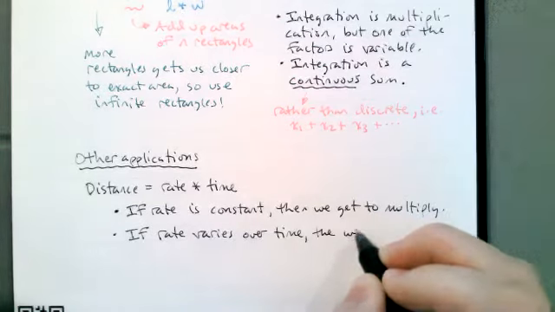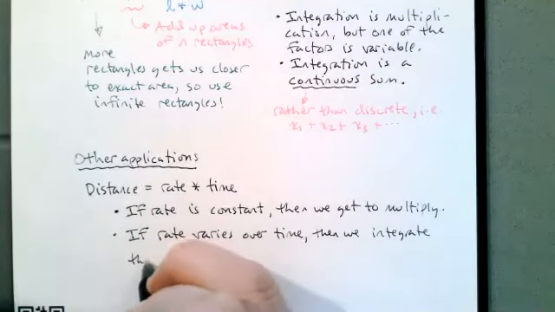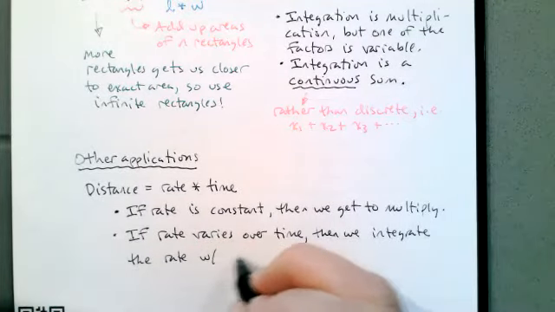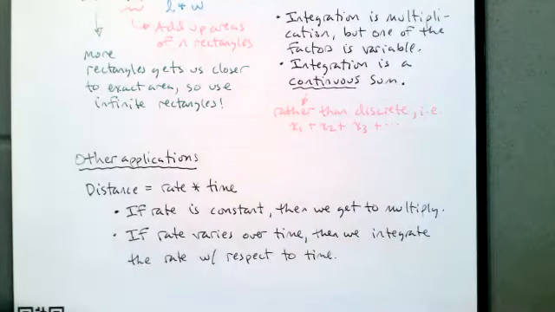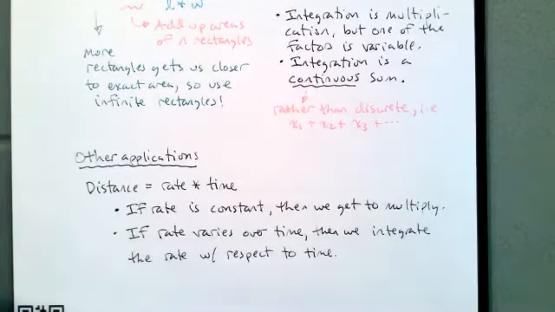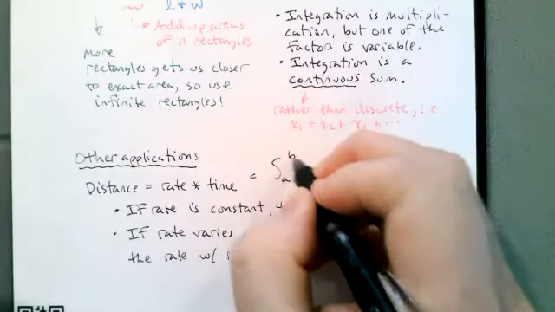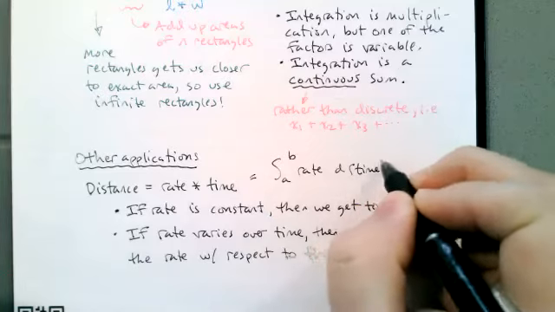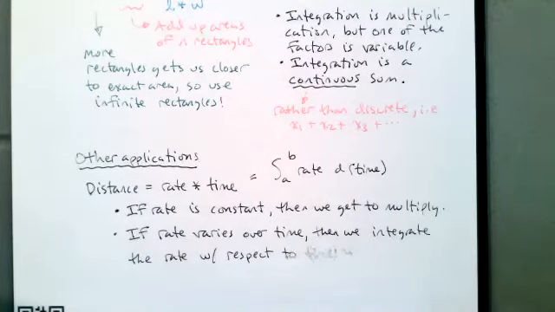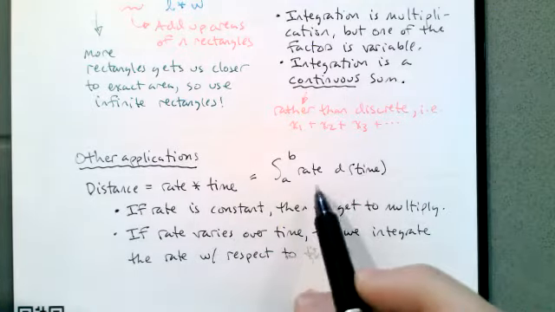And what we're doing is we're integrating the rate with respect to the time. So if the rate varies over time, then we'll integrate the rate with respect to time. So in that sense, we are integrating from A to B the rate with respect to time. This is a fairly lazy yet descriptive notation of what's going on.